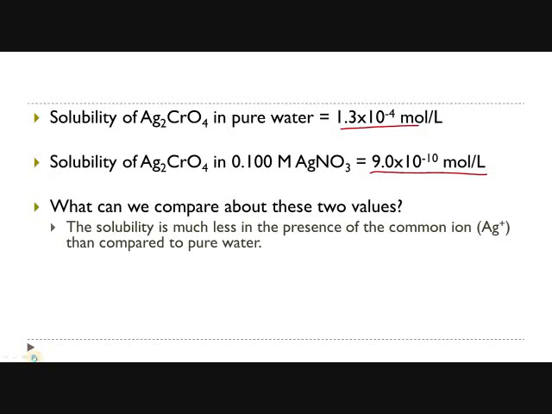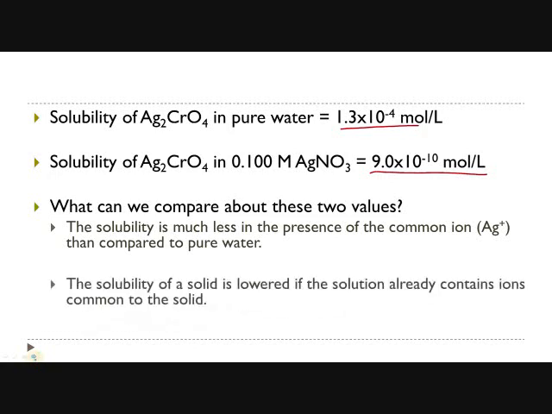So by comparing these two values and seeing how much less the solubility is with the common ion, it's good to just know in general that the solubility of a solid is lowered if the solution already contains ions common to that solid. So that's a great predictor qualitatively for you, and a way to check yourself quantitatively, that if you have a common ion, then the solubility is significantly lower.